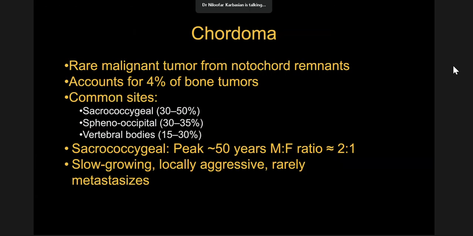A quick note about chordomas: they are uncommon malignant tumors from the notochord remnants. They account for about 4% of bone tumors. The most common site of them is the sacrococcygeal bone, usually in 50 to 60 years of age, and it has a male to female ratio of 2:1. So it happens mostly in middle-aged men. The second most common place is the spheno-occipital bone, and sometimes they happen in vertebral bodies.